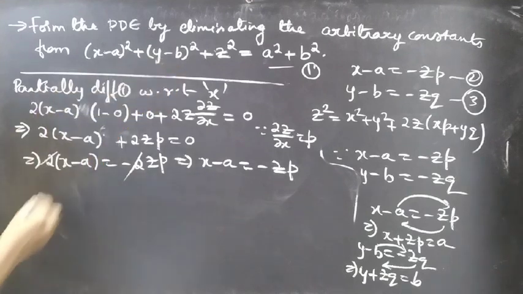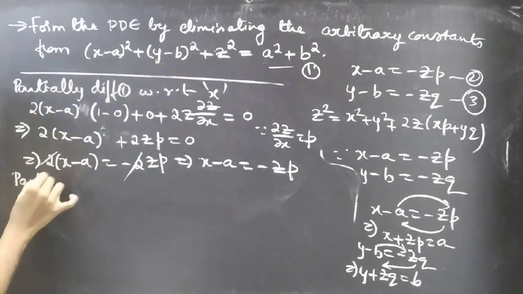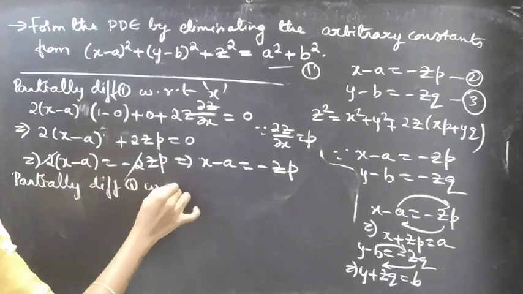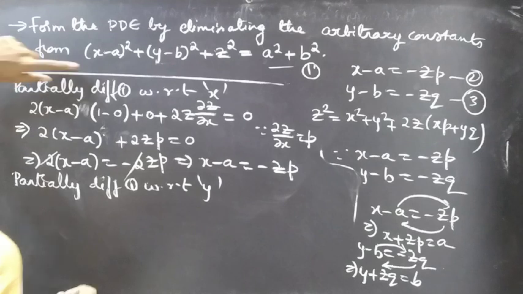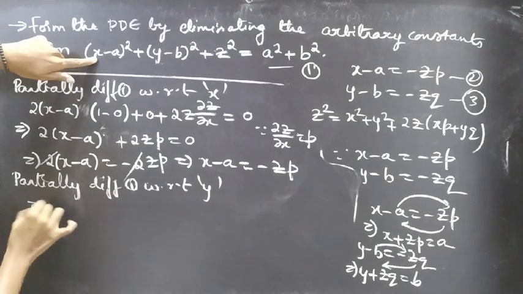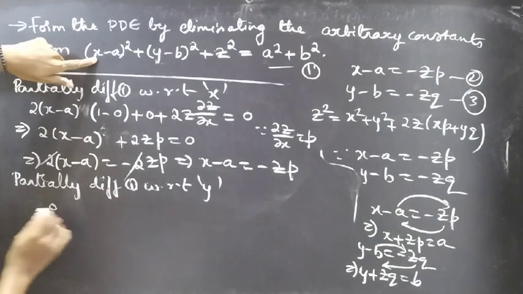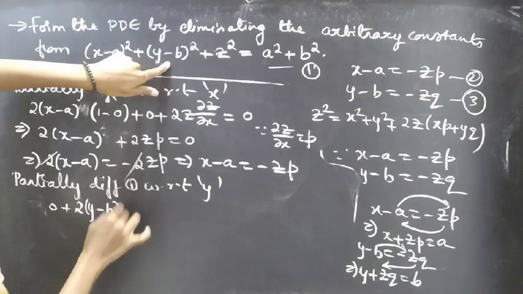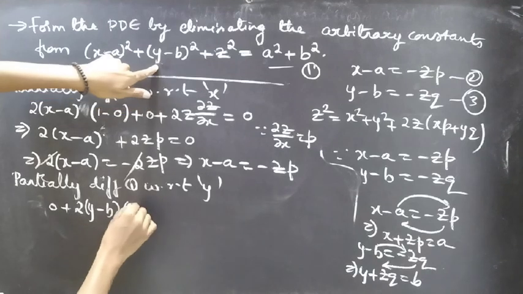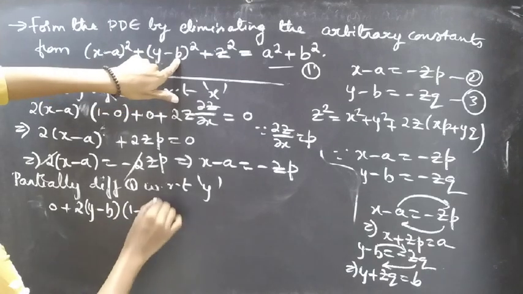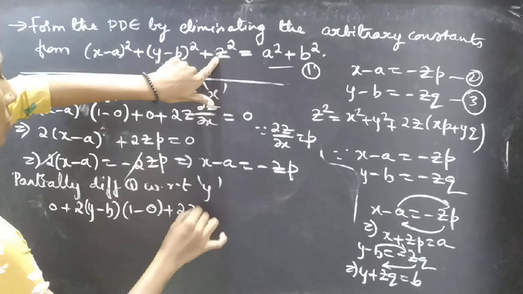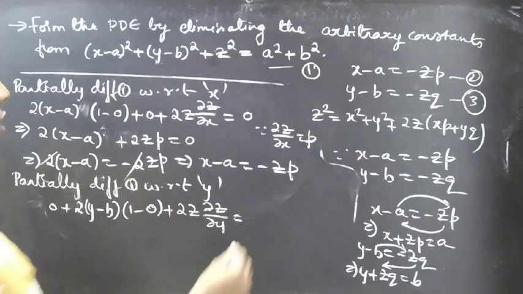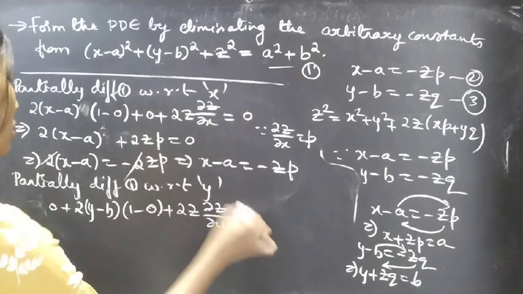Now partially differentiate 1 with respect to y. Partial derivative of a constant with respect to y is 0, plus partial derivative of (y minus b) whole square is 2 times (y minus b) into the inner derivative. Partial derivative of y with respect to y is 1, minus partial derivative of a constant with respect to y is 0, plus partial derivative of z square is 2z into dou z by dou y, equal to partial derivative of a constant with respect to y, which is 0.